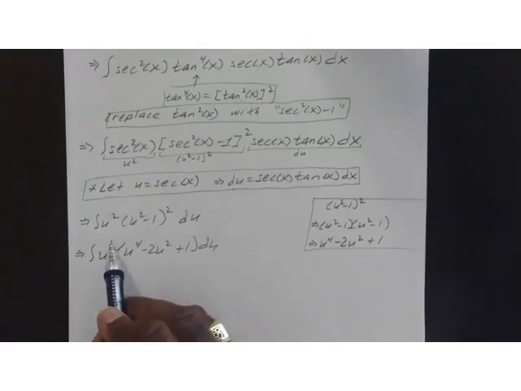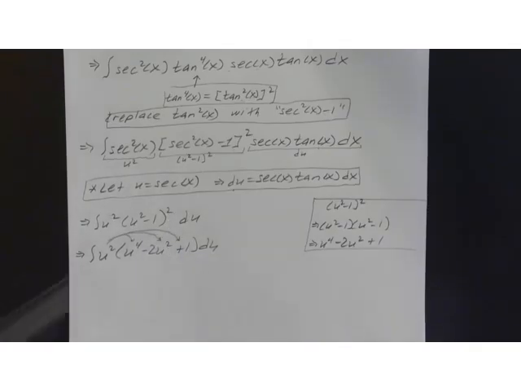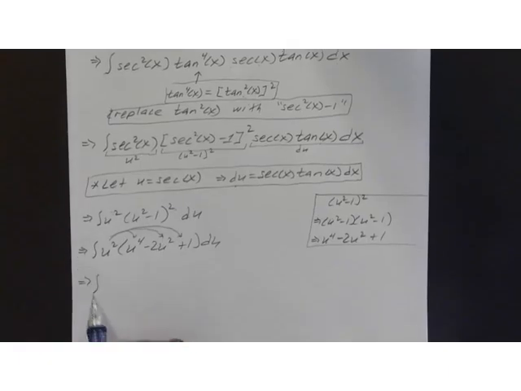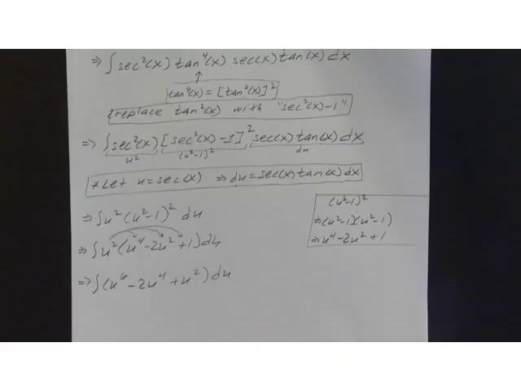Now we can distribute. Once we got rid of that u squared minus 1 squared exponent, that gives us the integral of u squared times u to the 4th, which is u to the 6th power. u squared times negative 2u squared is negative 2u to the 4th power. And u squared times 1 is just u squared, with respect to u.